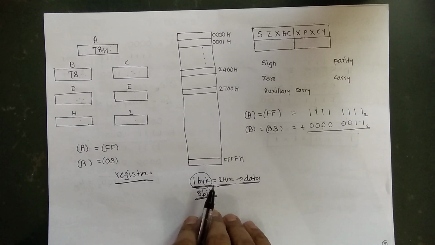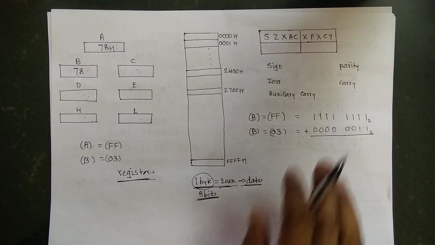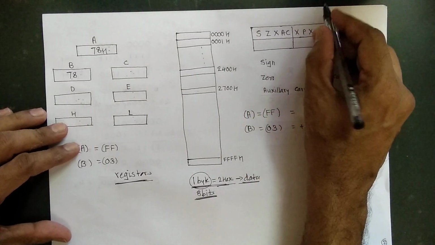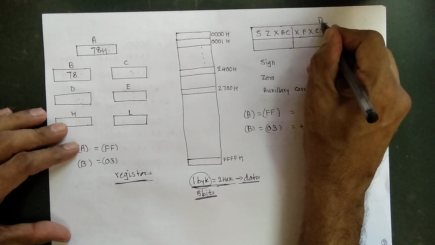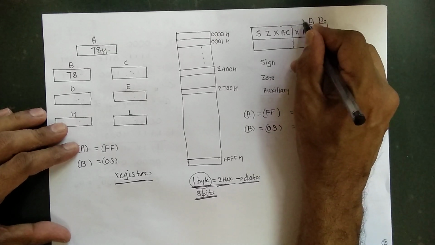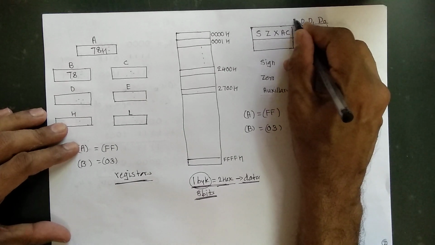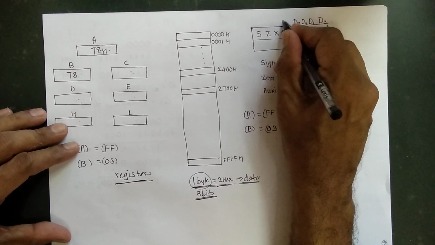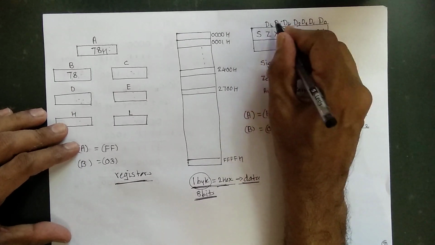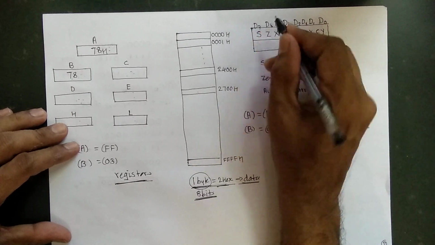Here one diagram is drawn for a register. This is the diagram for the register. This is the least significant bit, represented with D0, the next bit is represented with D1, the next bit is D2, D3, D4, D5, D6 and D7. This is called the flag register.